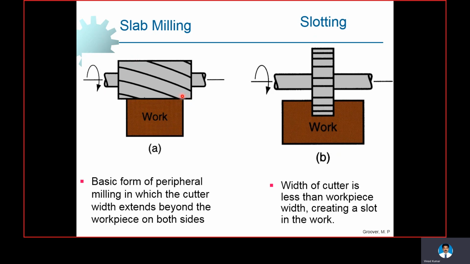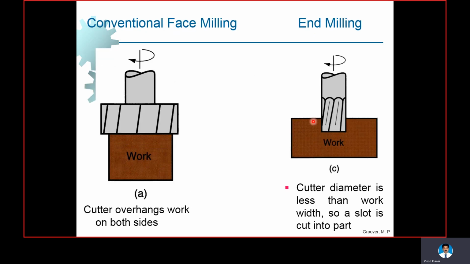What is the meaning of slab milling? You can see an extension here. It's a form of peripheral milling in which the cutter width extends beyond the workpiece on both sides. This is called slab milling. Slotting process means the width of the cutter is much less than the workpiece width, creating a slot. So creating a slot can be done by a process called a slotting process.